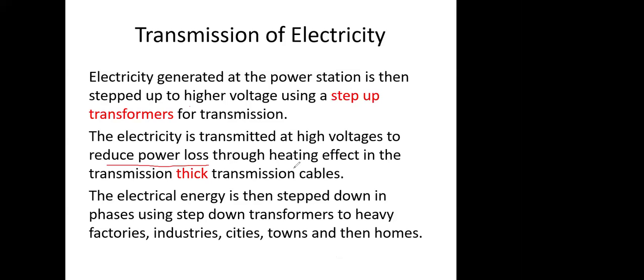Energy is produced at the power station. It is stepped up by a step-up transformer to high voltages. We have given the reason for high voltages: to reduce power losses due to heating effect. And to reduce power losses more, we also use thick transmission cables. And then after this power has been transmitted, it is stepped down so as to be consumed by homes and other people who use electrical power.